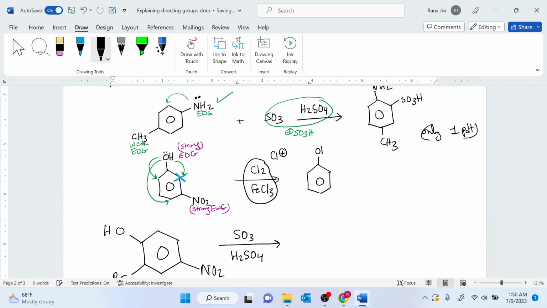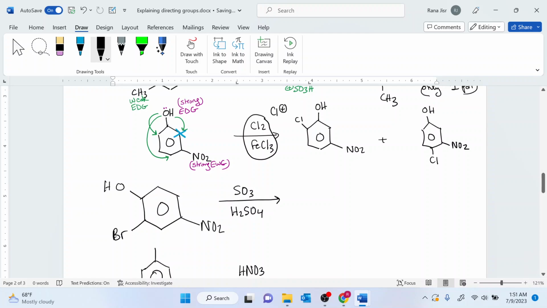You're going to have your OH, and your chlorine is going to be ortho to it. Don't forget the nitro. Plus, you are going to have your chlorine para to the OH and the NO2. Again, the reason why both the ortho and the para product did not get chlorinated at the same time is the presence of the strong electron withdrawing group that decreases the reactivity of the OH. If the NO2 was not present, then I would end up chlorinating both ortho and para product at the same time.